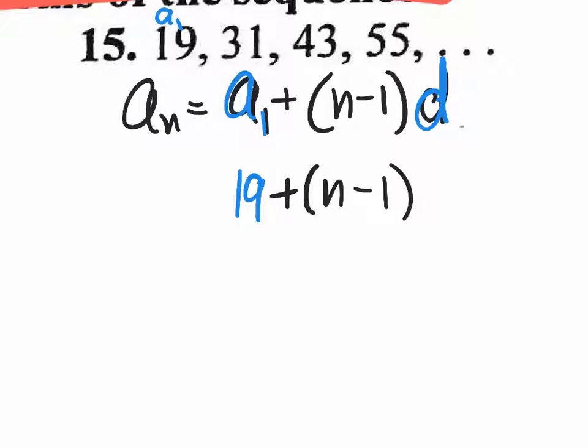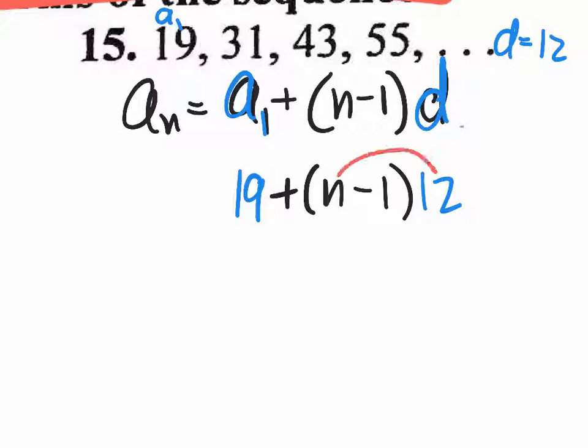The common difference, if you take 55 on a calculator, take away 43, you'll get 12. So the common difference is 12. D is 12. So let's plug in a 12 right there where the D is at. Those are the only two things you have to plug in. After that, all you have to do is simplify.